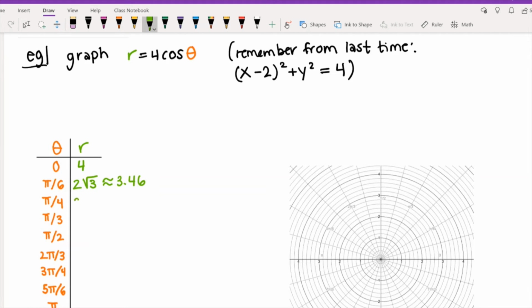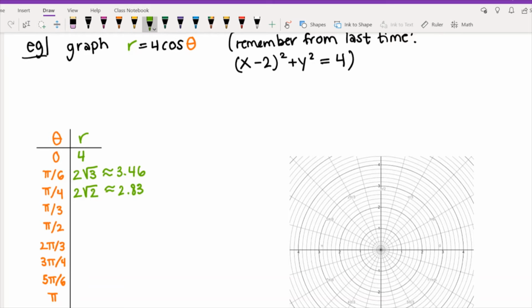I'm just going to fill the rest of these out because I don't think it's super interesting for you to just watch me do this. But I would encourage you to pause the video and try to do these yourself. Try to plug in these different angles. You're basically just plugging the angles into cosine of theta and then multiplying that result by 4. And that tells you what r is equal to. So I'm just going to fill the rest of this out.